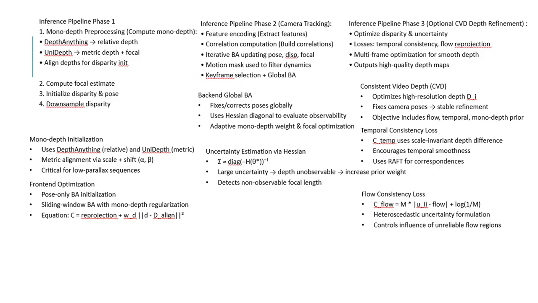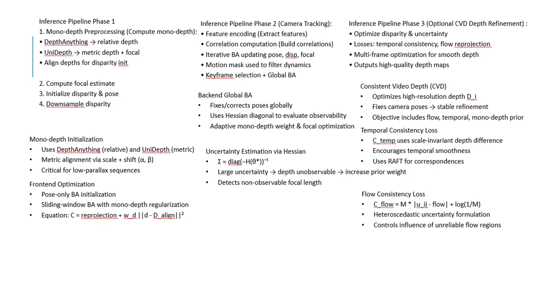Then the third step, inference pipeline phase 3, is the optional CVD depth refinement. Here it optimizes both disparity and uncertainty. The losses here are temporal consistency and flow reprojection. Here we use multi-frame optimization for smooth depth, and we get high resolution depth maps.